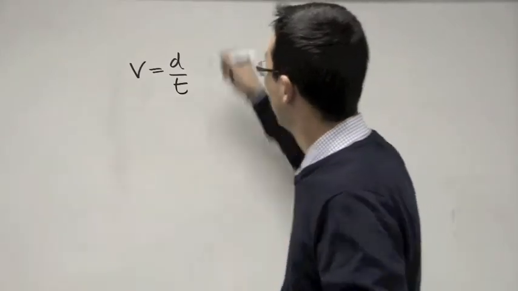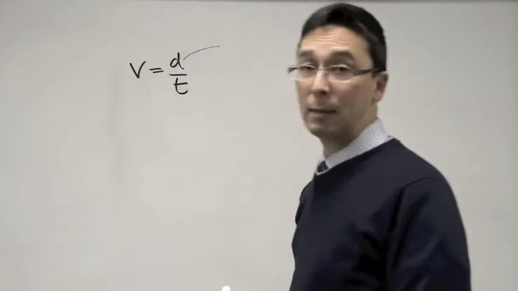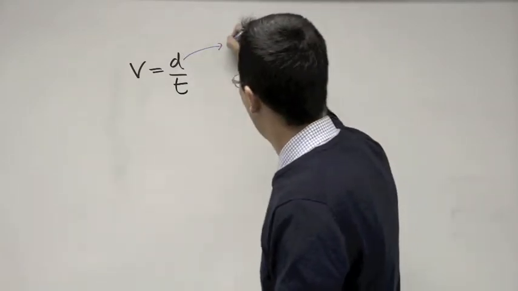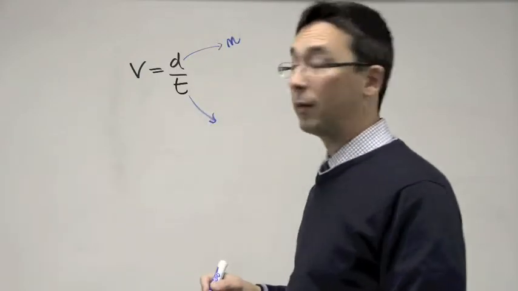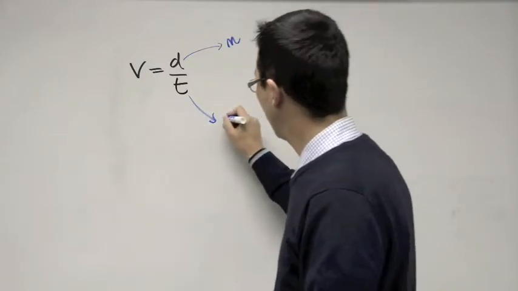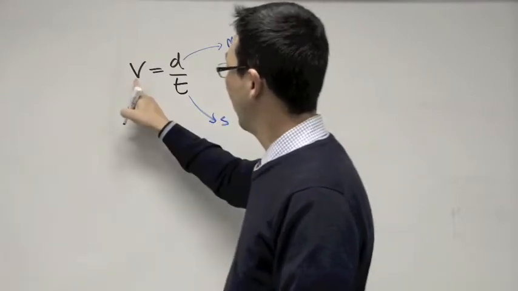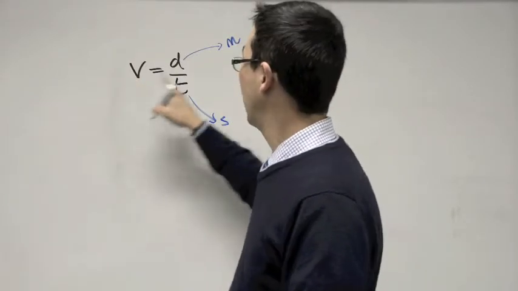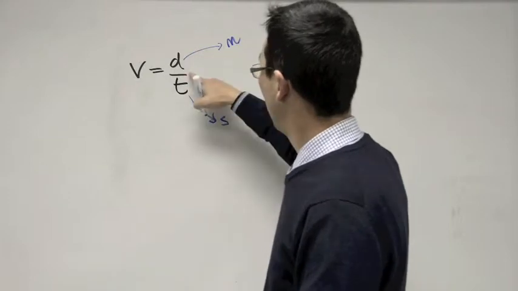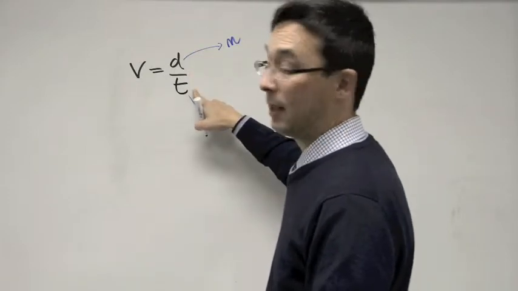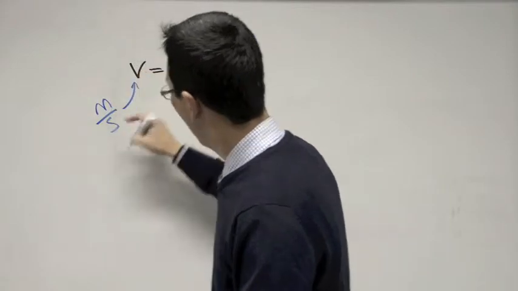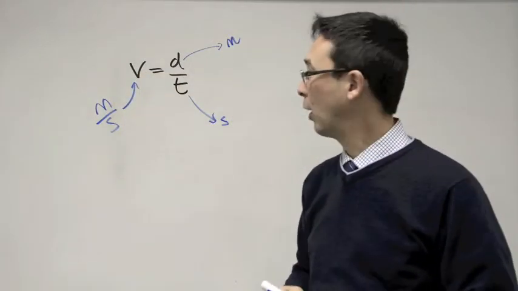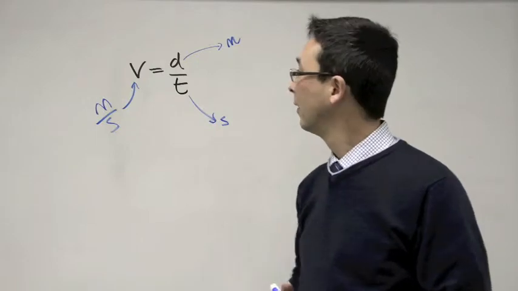Now, units. Distance and displacement units are going to be measured in meters. Time, when you substitute time, should be measured in seconds. And therefore, the velocity or speed is going to be meters divided by seconds. Meters per second. That's the unit for speed or velocity, meters per second.